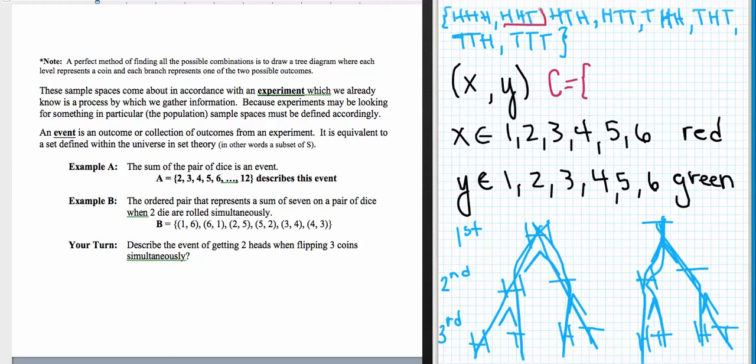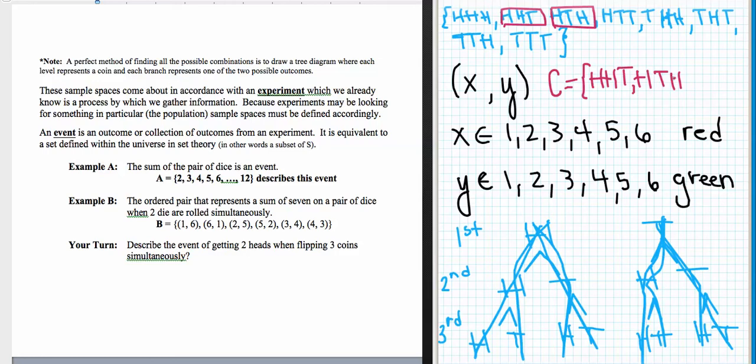So there we have 3. So we're going to put that one into our event, sorry. That one's a head, a head, and a tail. And then this one has 2 heads, so we're going to put that one into our event B or C. So this one has a head, a tail, and a head.